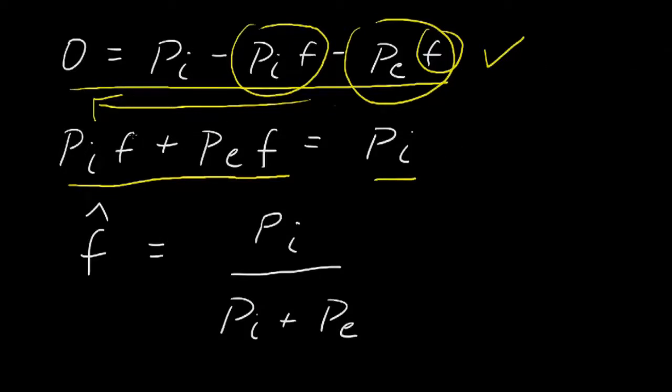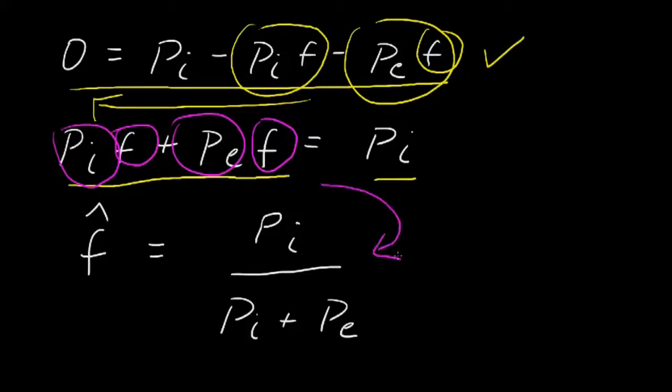So I can then factor out the f on this side and then divide by PI plus PE in order to solve for f. And that then gives us this new expression here, PI divided by PI plus PE. Wow, lots of PIs and PEs. We now have f on its own, and we've given it now a little hat here. They call this f hat, meaning the fraction of occupied sites at equilibrium.